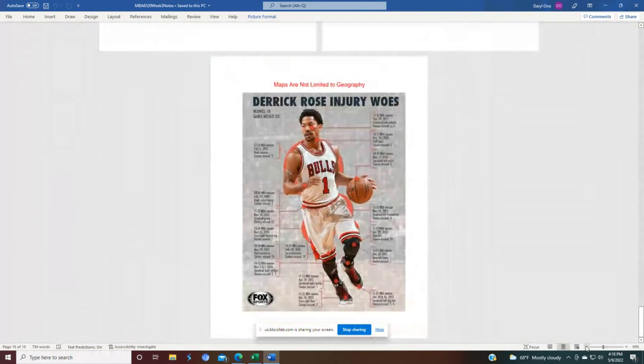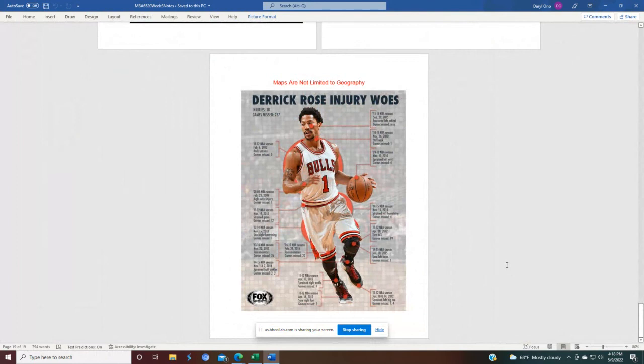I picked this one because of this basketball player, Derrick Rose. And basically, he's the map. And this is showing all the different injuries that have really been a detriment to his career. Good player, but the injuries have sapped him of much of his ability. So maps aren't related to just geography. Here is one of this basketball player, Derrick Rose, okay? And he's the map. If you can look at this because you have this handout, you can see the map of his injuries.